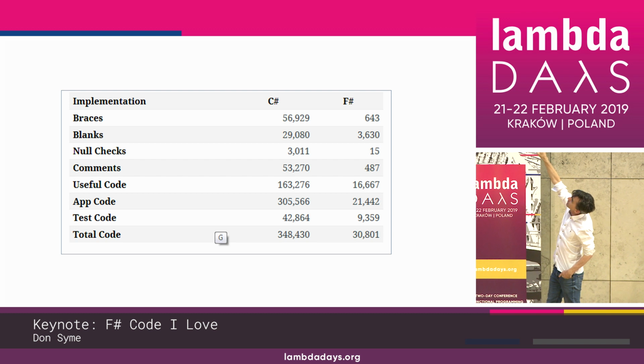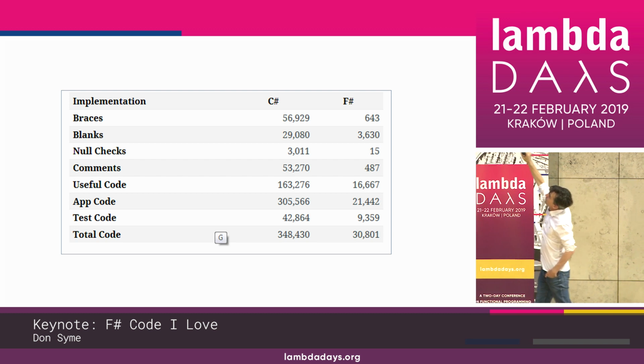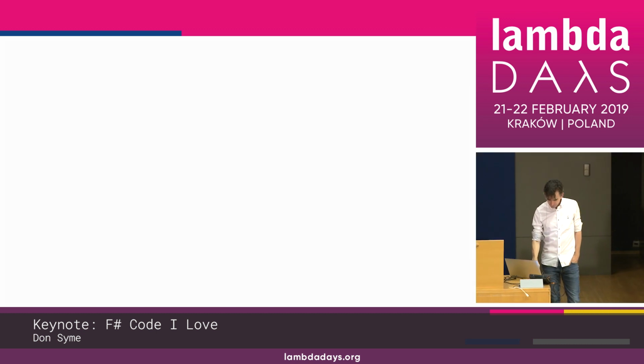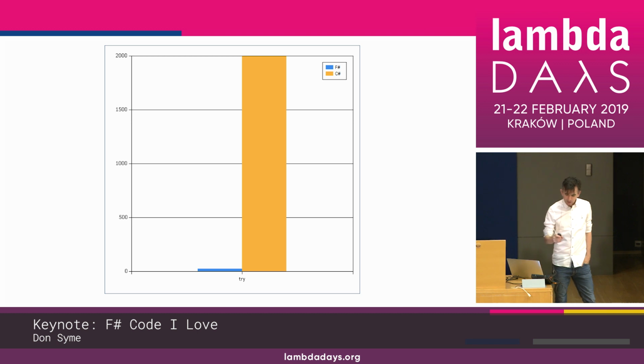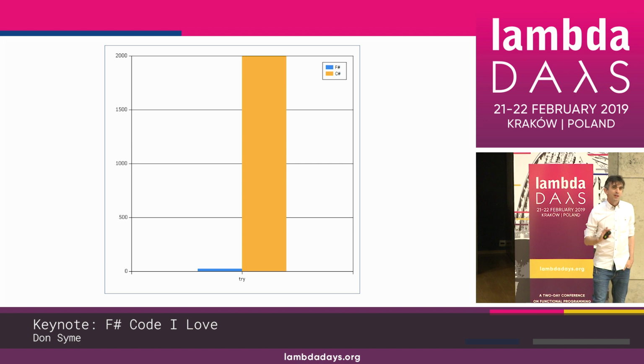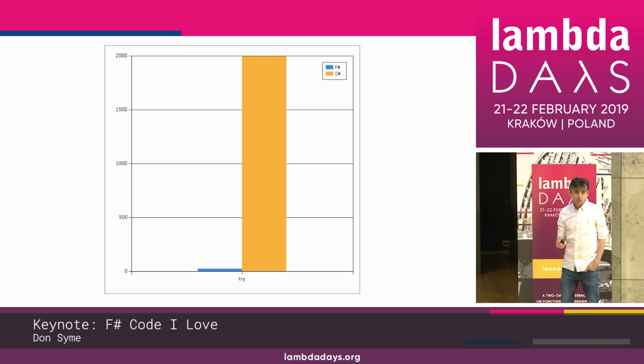We have lots of comments, that's good. And then the useful code, etc., app code, and summing it up. Okay. Perhaps most tellingly, I think, this is the number of try-catch statements. We had 2,000 try-catch statements, 2,000 places that could have raised an exception.